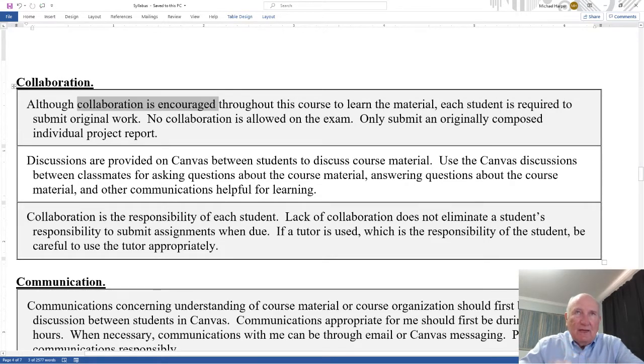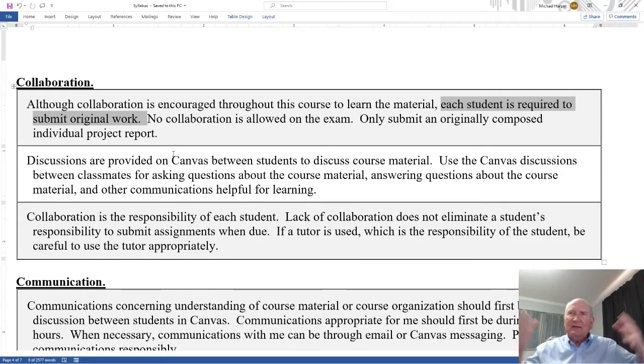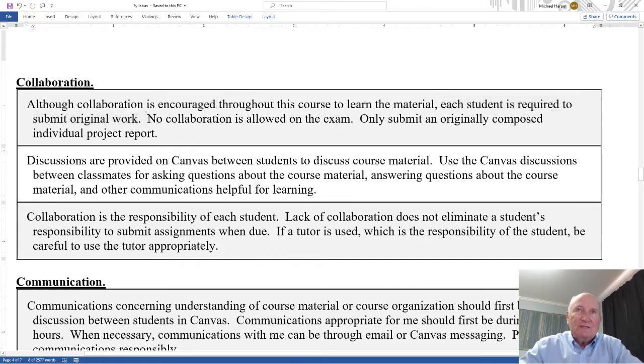However, each student is required to submit original work. Don't give another person's answer, you give your answer. You get collaboration to understand what you're answering, and then it's your answer. Again, get used to that now because that's really important. You may not understand something, get understanding, and then you have an answer, and then you give your answer. No collaboration is allowed on exams. Only submit an original, individually composed project report.